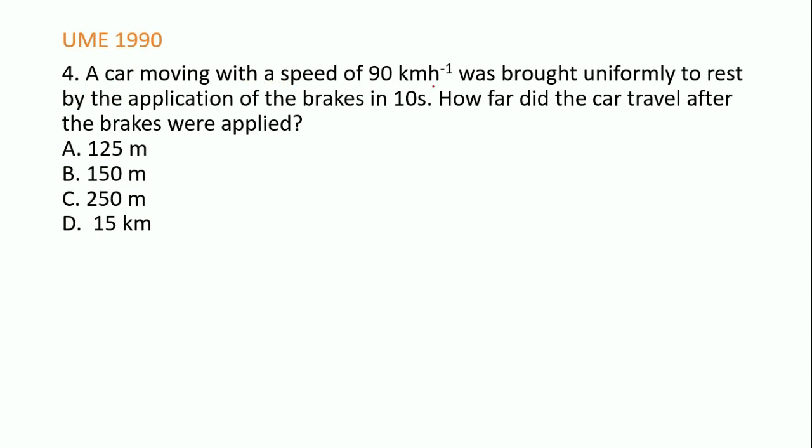A car moving with a speed of 90 kilometers per hour was brought uniformly to rest by the application of the brakes in 10 seconds. How far did the car travel after the brakes were applied? So a car moving with a velocity of this, so we have u is 90 kilometers per hour, was brought uniformly to rest, so the final velocity is equal to 0, by the application of brakes, and it took 10 seconds to bring about this change. How far did the car travel after the brakes were applied? So we are looking for S.